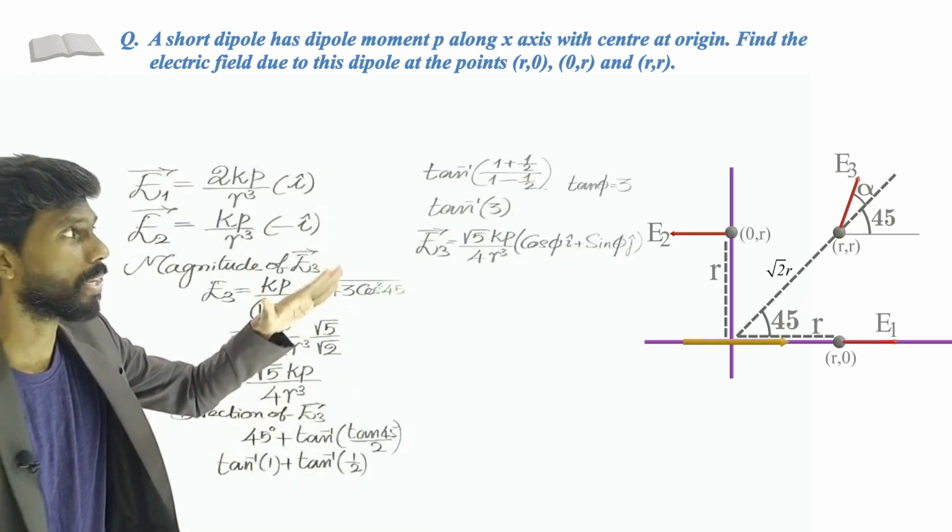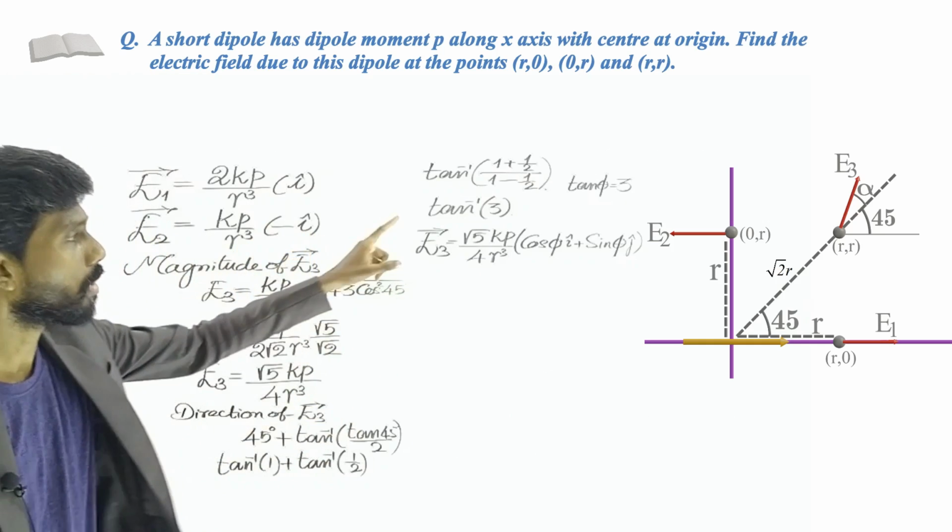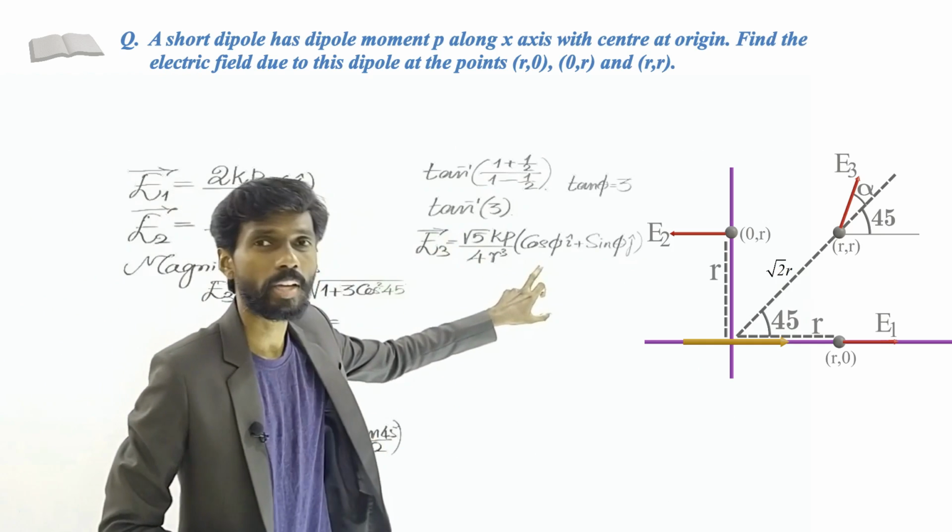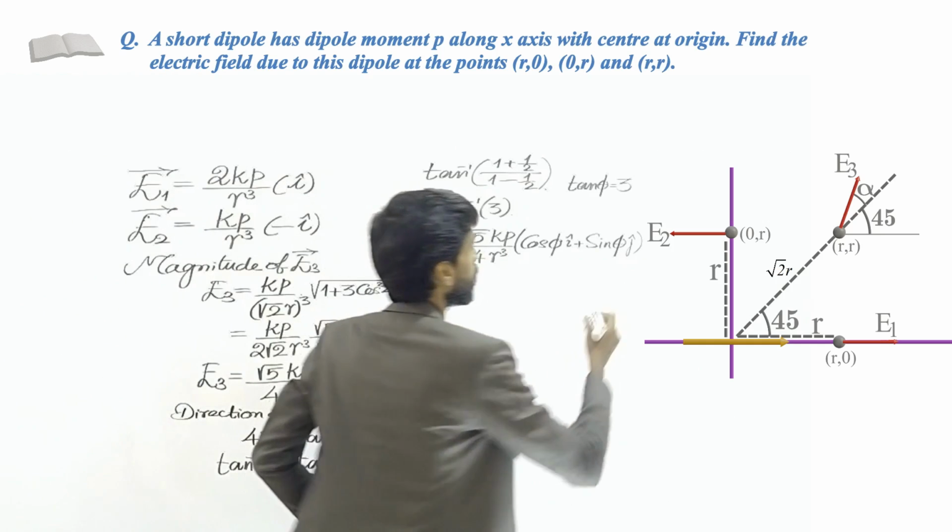Okay, that means it is theta plus alpha, right? So the total angle is phi, so tan phi is 3. But we want cos phi. So what is the value of cos phi? We can use this triangle idea, right?